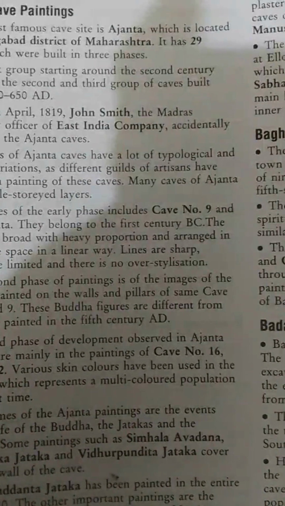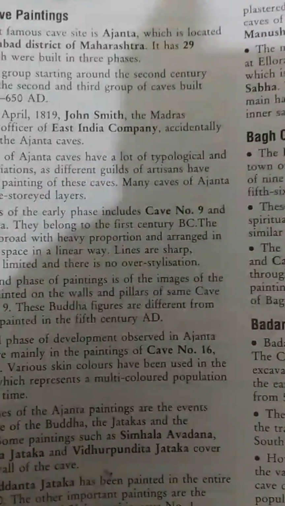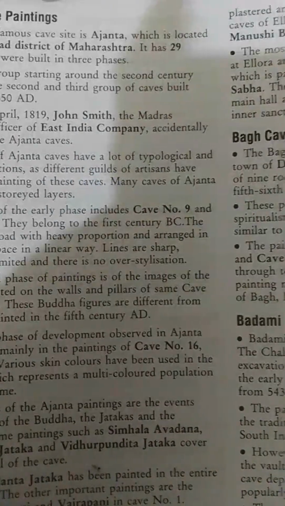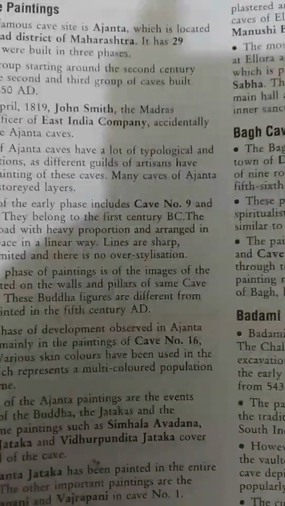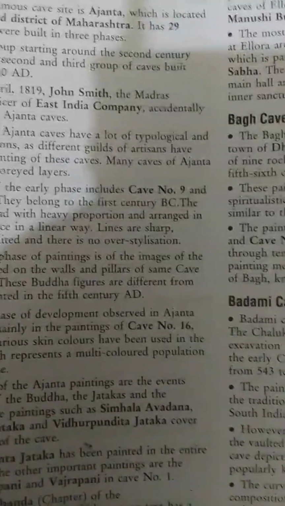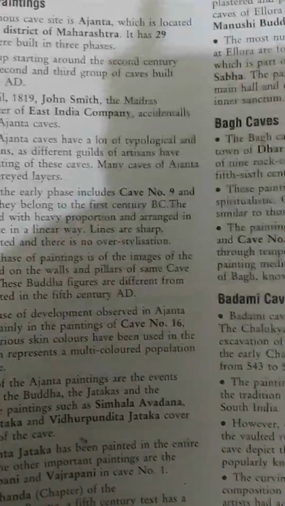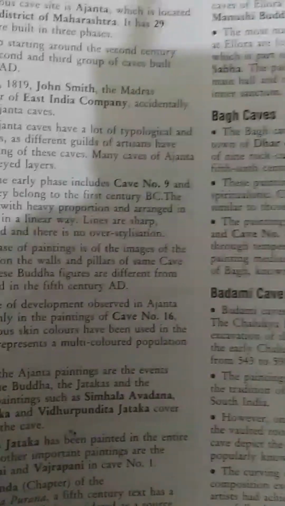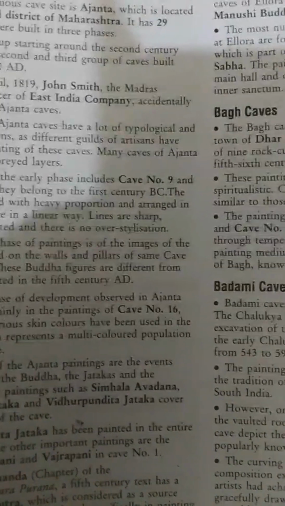The caves of the early phase include cave numbers 9 and 10 at Ajanta, which belong to the 1st century BC. Figures are arranged in the picture space in a linear way. Lines are sharp, colors are limited, and there is no overlapping stylization. The second phase of painting is the image of the Buddha painted on the wall of a pillar of the same cave number 10.